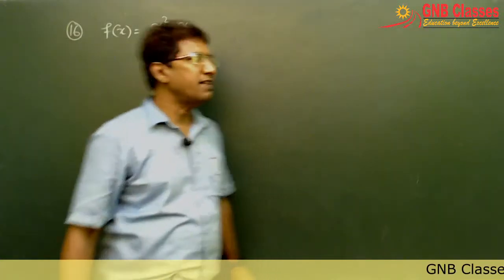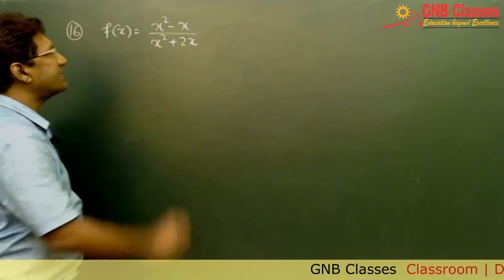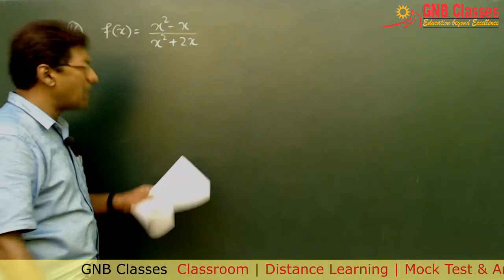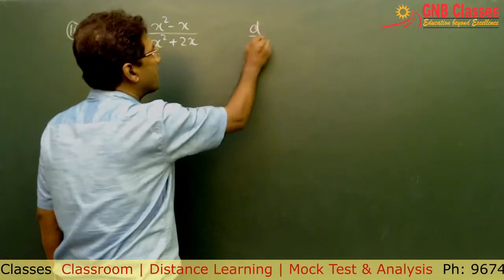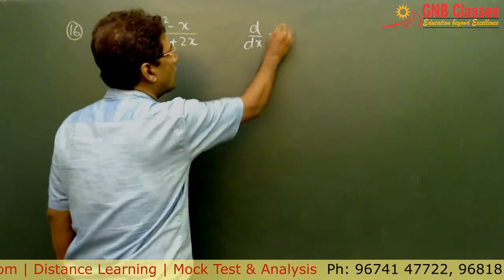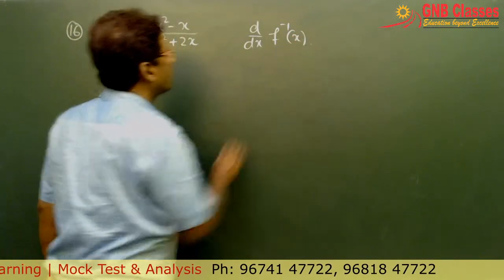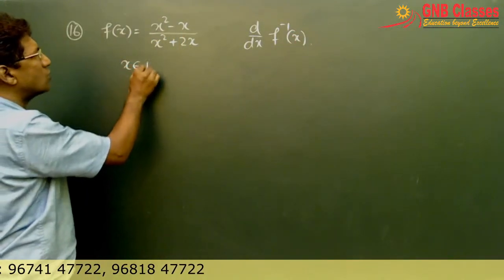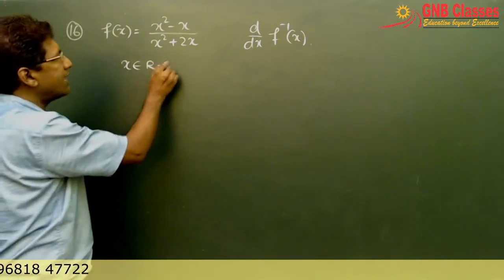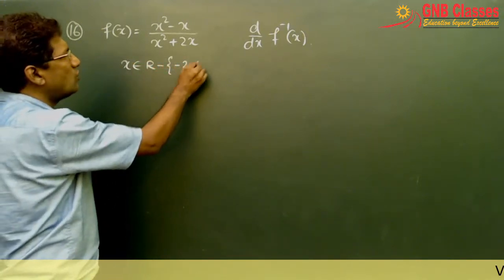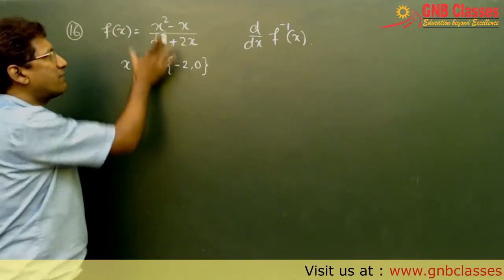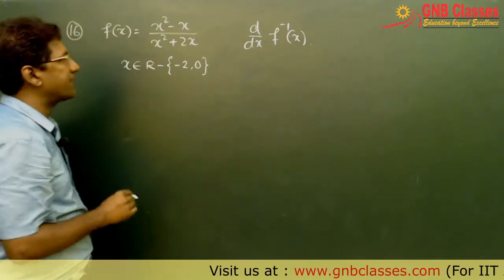Now in question number 16, they have given that f(x) is (x² − x)/(x² + 2x), and we have to find out d/dx of f inverse x, right? Now the domain of the function f(x) is x belongs to any real value except −2 and 0. In this domain, the function f(x) is defined.